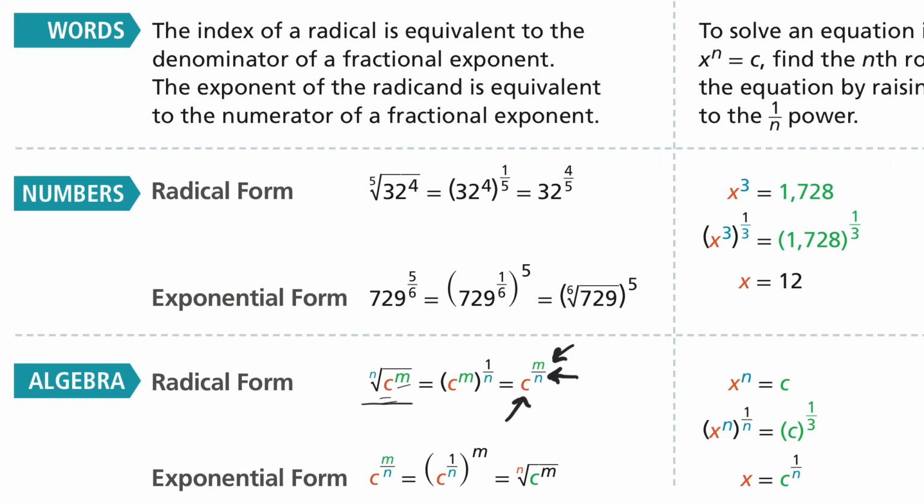And then as you can see, this is just moving the opposite direction. The n becomes the index, the m becomes the power, and the c becomes the radicand. So you can use this sheet to go back and forth and get a reference point for the rest of the assignment.